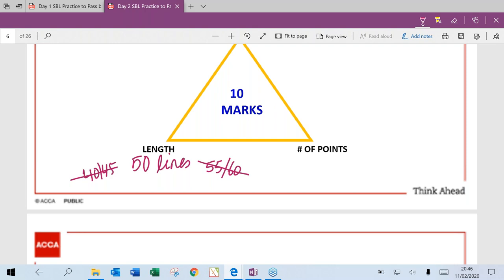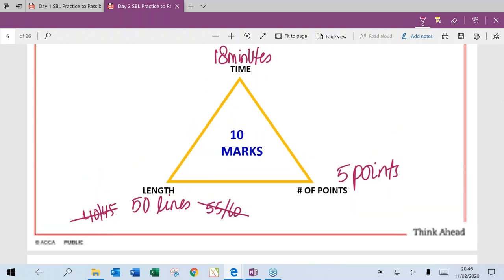So focus on the total number of lines and how many points for 10 marks. Five points. If you are not able to give 5 points, I'm okay with 4 points. We don't have a choice, right? But 3 points would be very less. Ideally 5 points plus minus one, so either 4 points or maximum 6 points, but nothing less than four and nothing more than six. Try to focus on 5 points.